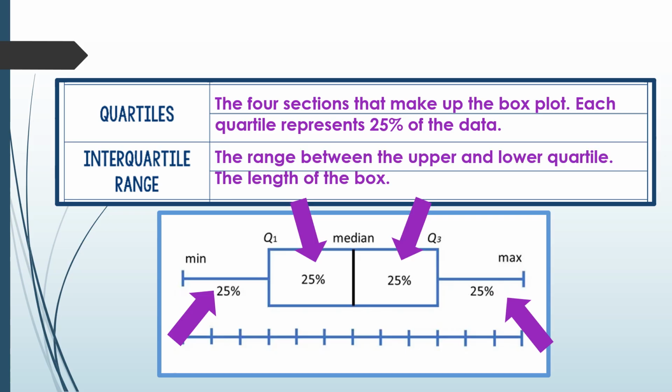The interquartile range is the range between the upper and lower quartile. It's essentially the length of the box.